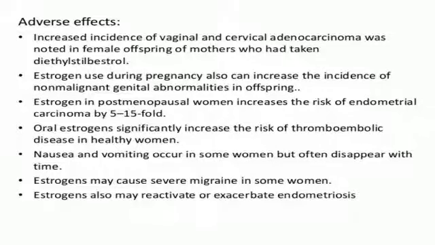Adverse effect of sex hormone. It increases the incidences of vaginal and cervical adenocarcinomas noted in female offspring of mother who had taken the diethylstilbestrol. Estrogen use during the pregnancy also can increase the incidences of non-malignant genital abnormalities in offspring. Estrogen in postmenopausal women increases the risk of endometrial carcinoma by 5 to 15 fold. Oral estrogen significantly increases the risk of thromboembolic diseases in healthy women.